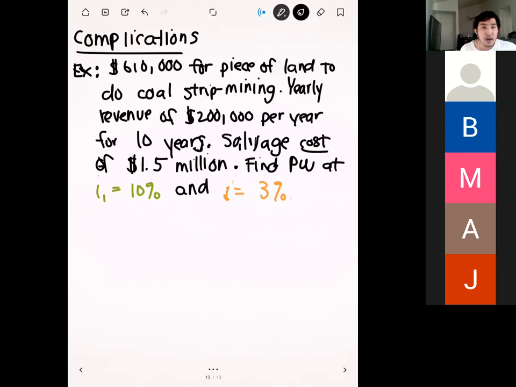Ideally, no matter what interest rate you choose, you would still end up with a net positive, because that generally makes the most sense. But let's actually run through the calculations and see if that's true or not. Okay. So any questions on the problem setup?